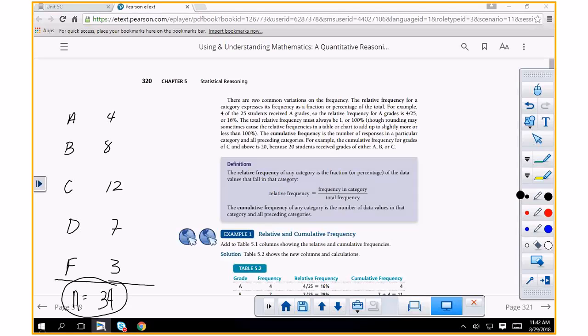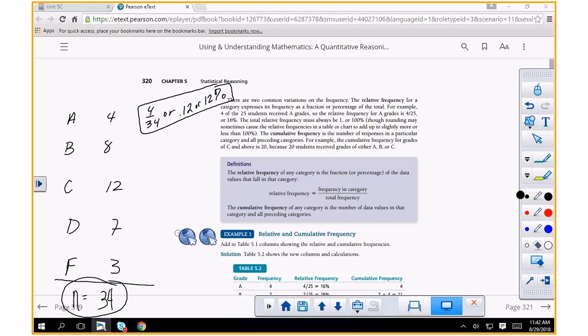So if I want the relative frequency for each one of these, that would be 4 over 34. Somebody give me that decimal. What's 4 divided by 34? .11, you want me to round it? Yeah, to 2 decimals. .12, or 12 percent. All of that is what we call the relative frequency.